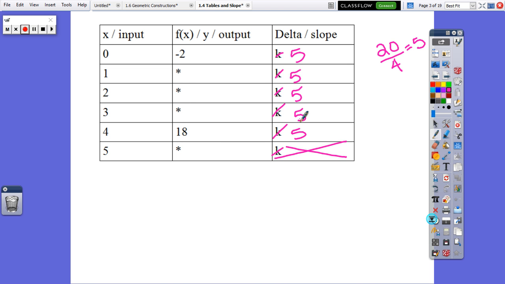In order to find out what goes in each one of these spots, we just take this output, add it to our delta, and we get the next output. So -2 plus 5 is 3. 3 plus 5 is 8. 8 plus 5 is 13. 13 plus 5 is 18. And 18 plus 5 is 23. So we've seen a couple of difference tables like that already. We had one on the assignment from Friday, and one on the assignment from yesterday. You should have recognized that there was one like that on your entrance ticket from today as well.